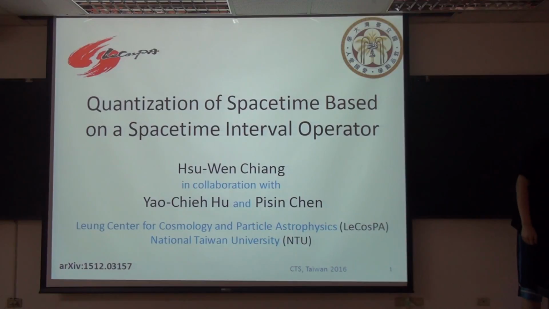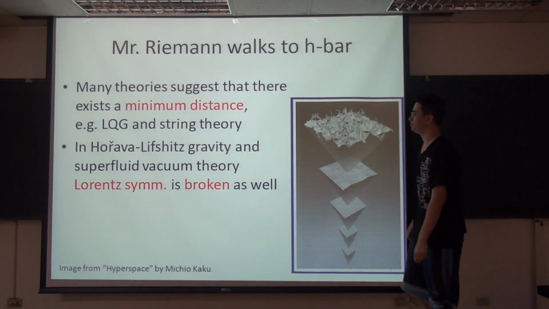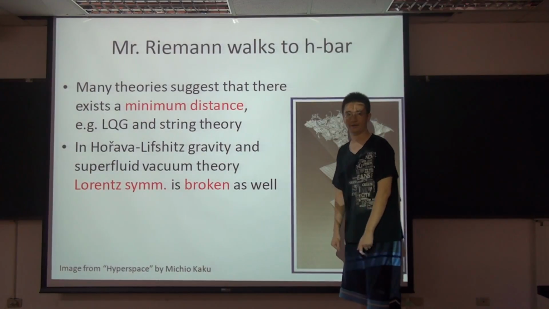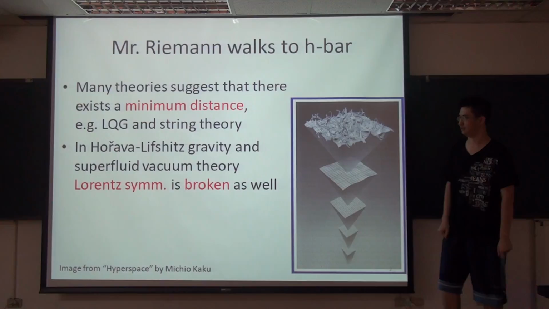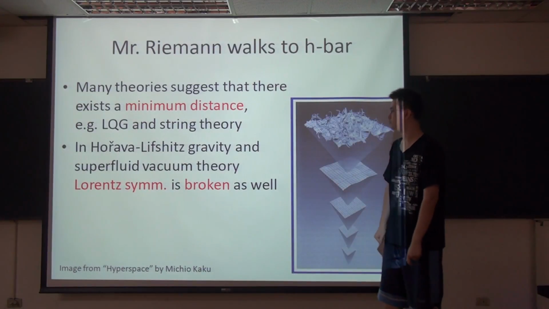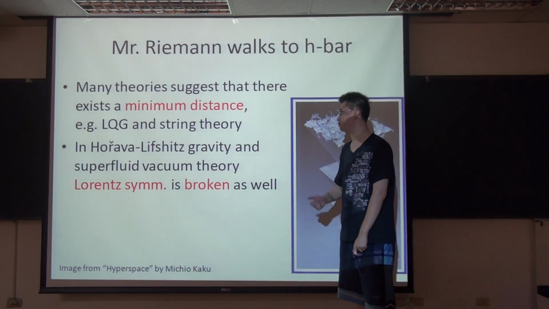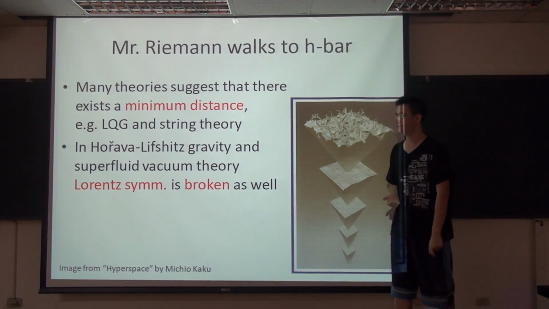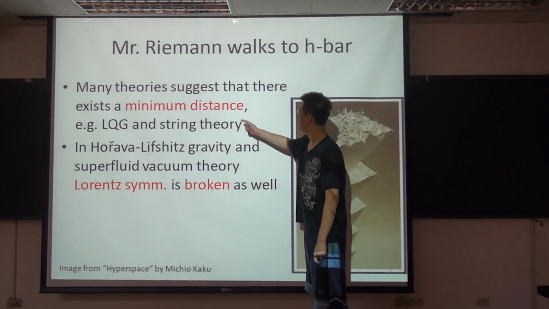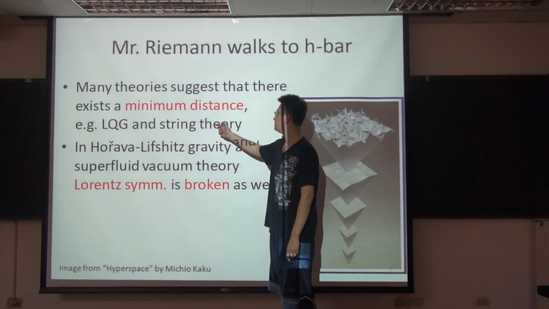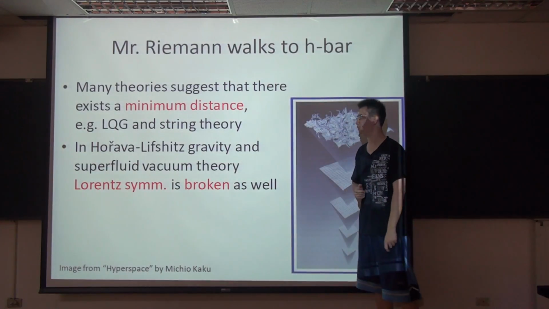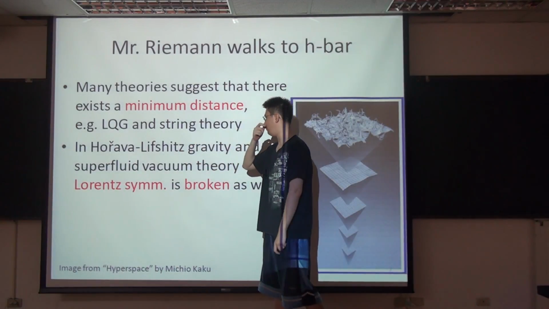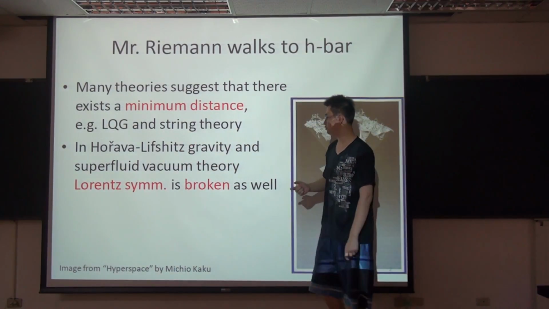We know that for the past 100 years, people have been pursuing the quantization of gravity by introducing new methods: in string theory, introducing strings, higher dimensions, and supersymmetry; or in loop quantum gravity, introducing the tetrad, etc. And in pursuing these theories, we find some common threads. For example, both loop quantum gravity and string theory suggest there is a minimum distance below which we cannot probe, so it acts like a UV cutoff. And in Hořava-Lifshitz gravity and other effective theories, Lorentz symmetry is broken as well.